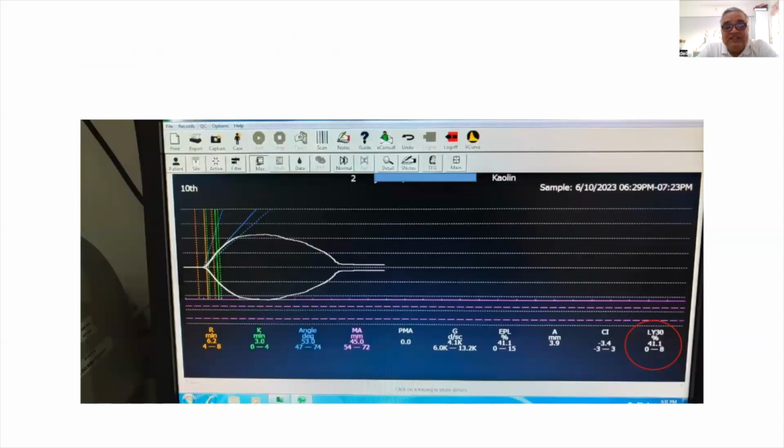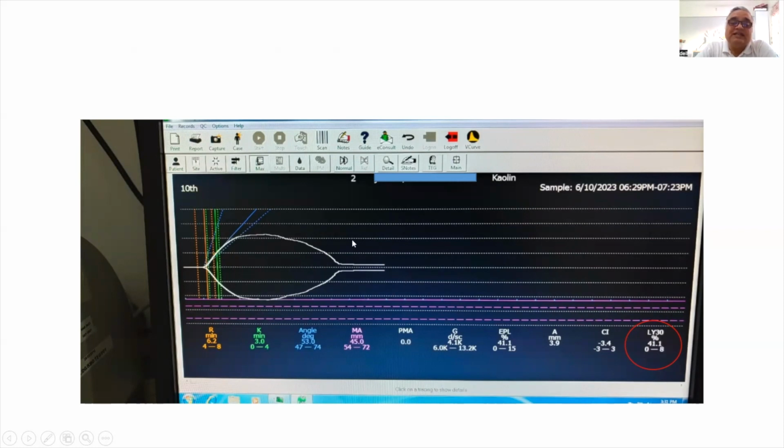So if you see this type of TEG in a post-operative patient, the LY30 is very abnormal. Lysis, LY30, means clot lysis at the end of 30 minutes, and LY60 is clot lysis at the end of 60 minutes. If you see such a TEG in your practice, the only treatment remains tranexamic acid. There is no other treatment available for this.